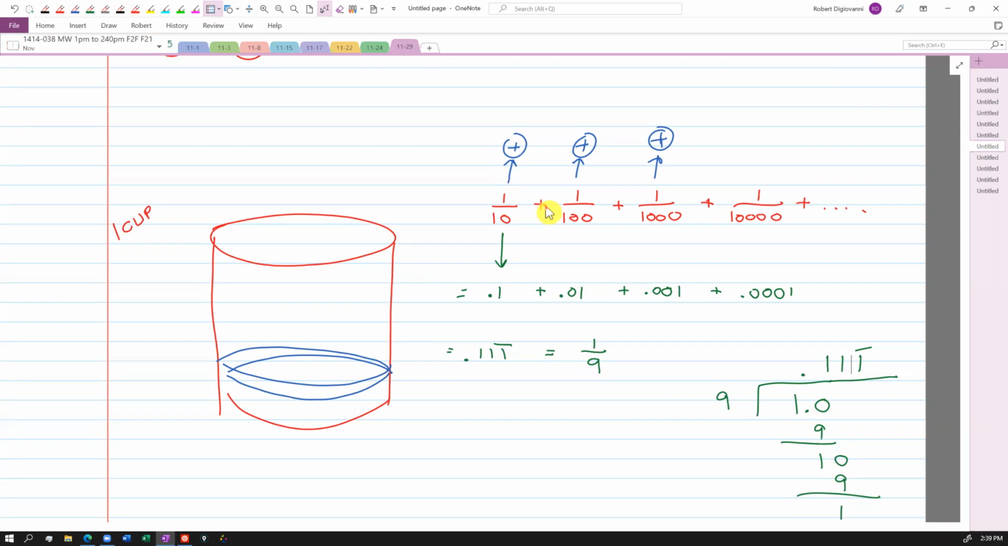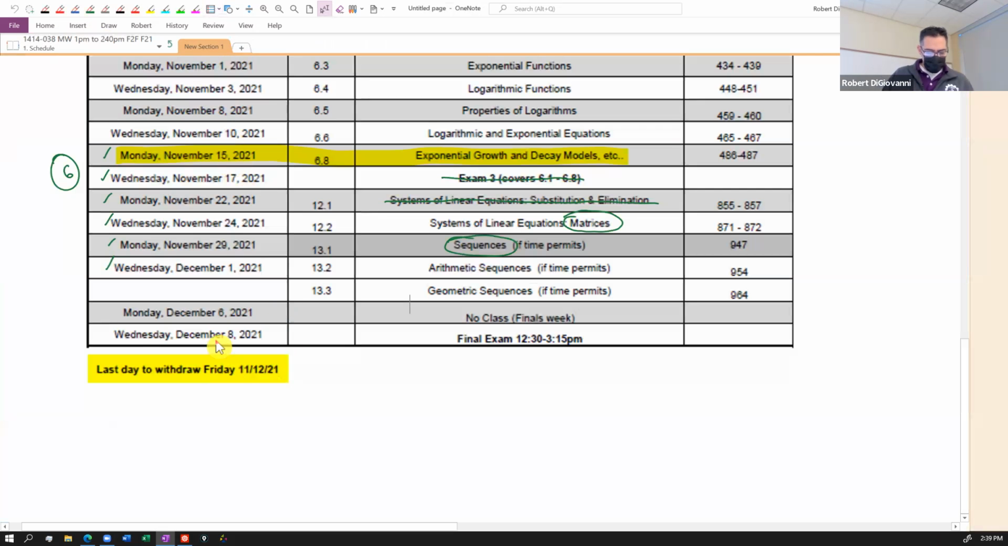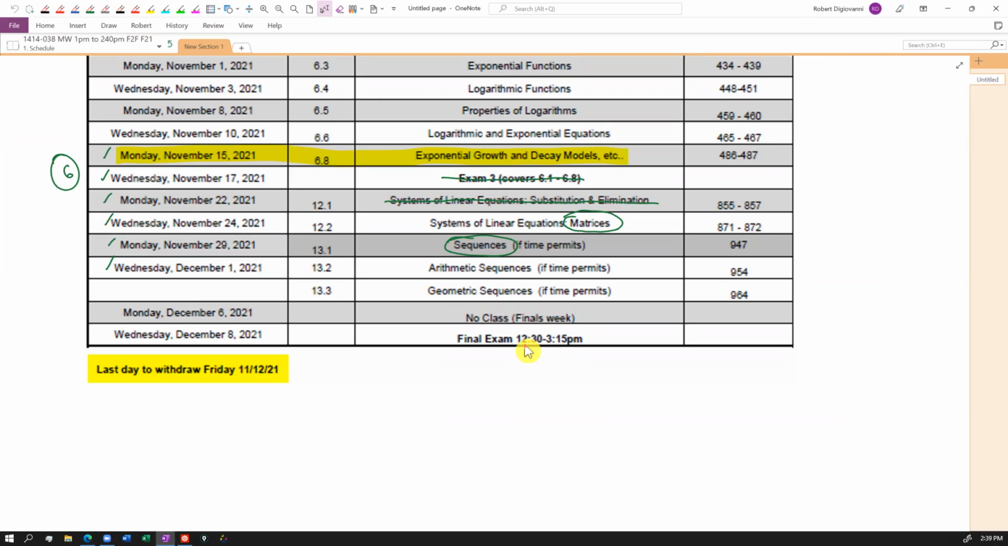When will the final be? It's a week from Wednesday. I believe it's on our schedule here. It's on December 8th, 12:30. So you have to pay attention to that. It's 30 minutes earlier than we normally meet. That's a college thing. It has nothing to do with me. But it will be face-to-face on campus. It won't be over Zoom. And it goes till 3:15.